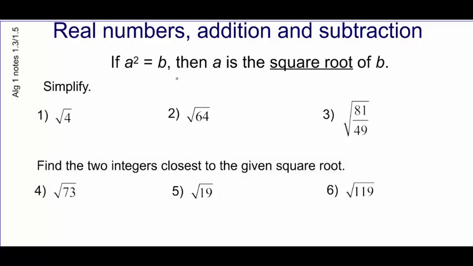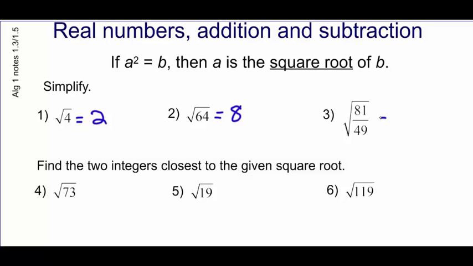Let's take a look. If a squared is equal to b, then a is the square root of b. So in other words, a number times itself equals another number. That's called a square root. And I think you guys have seen that before. So here's the idea. To simplify, we have what are called perfect squares here. The square root of 4, that's just saying what number times itself equals 4. That's, of course, 2. For number 2, the square root of 64, again, what number times itself equals 64? And we all know that that's 8 times 8, so 8 is the square root of 64.